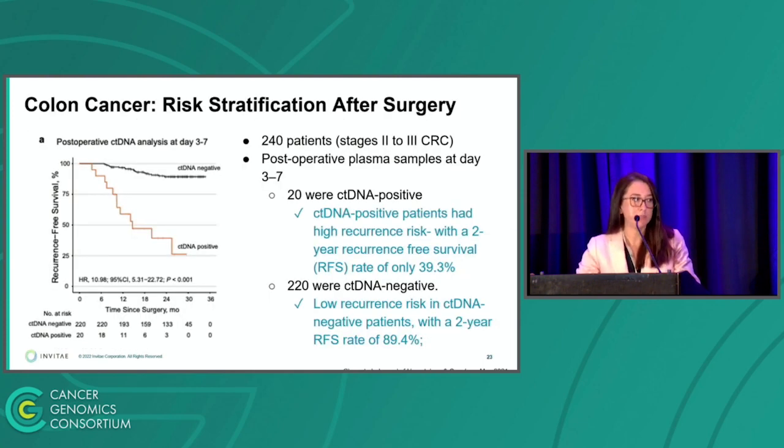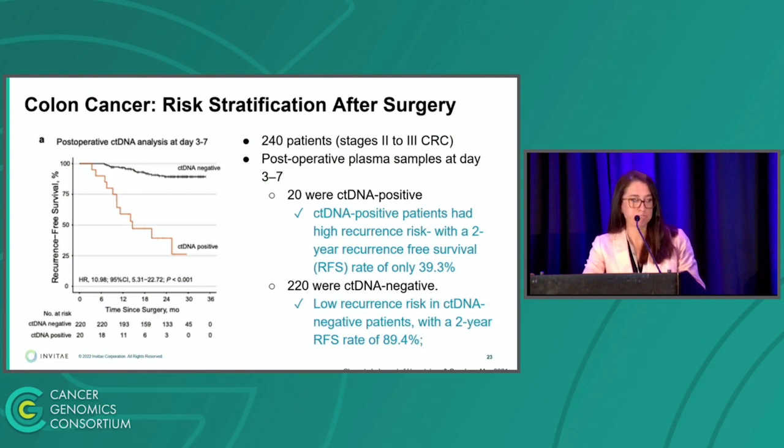Moving on to colon cancer. Colon cancer has a lot of active research into different clinical dilemmas where ctDNA-based MRD tests can be helpful. In this one, about 240 patients with stage 2 or 3 colon cancer were tested, and at that landmark time point, it also served as a good way to risk stratify patients. So if the patient was ctDNA positive at that landmark time point, their recurrence-free survival was only 39%. But if they were negative, they had a low recurrence risk. Their recurrence-free survival was 89.4%.